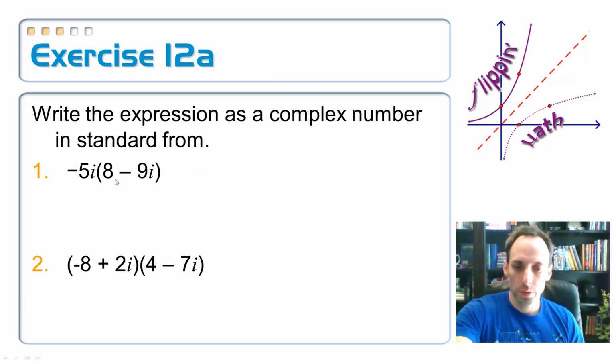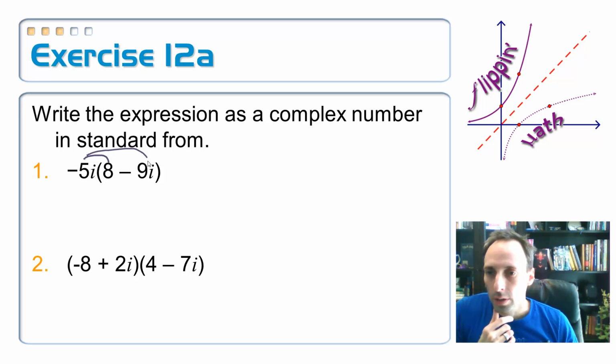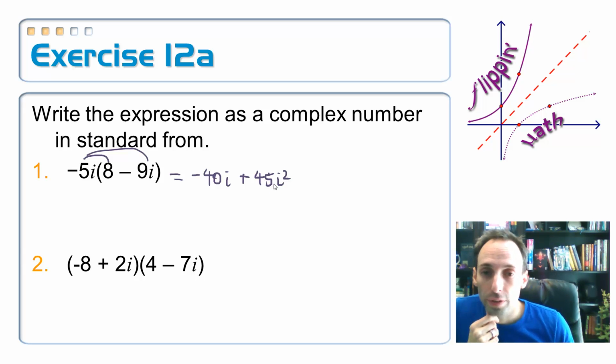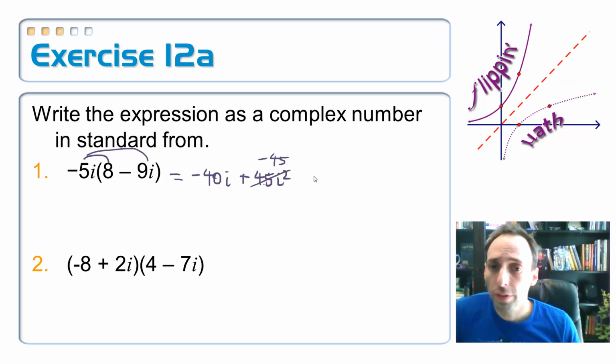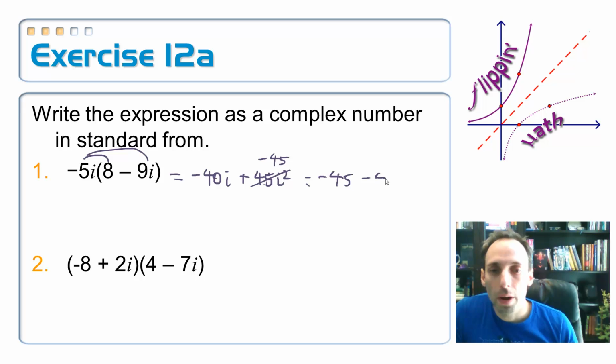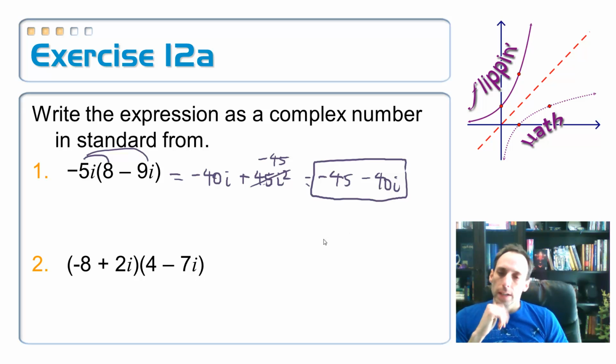First one, just doing some distributive property again. Distribute here, so negative 5i times 8, negative 40i. And then negative times negative, positive 45i squared. And I always deal with my i squared parts first, so i squared is negative 1, makes this negative 45. Do I leave it like that? Instead, I want to write the real part first, so negative 45 minus 40i. That should do it.